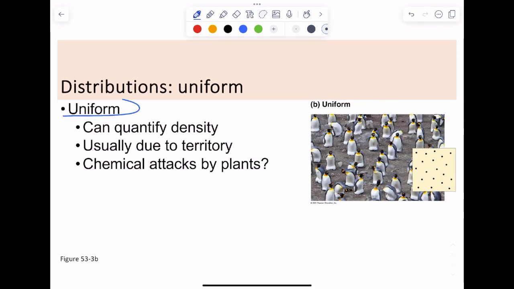The other option is uniform density. This is usually some type of territory. Plants can sometimes do this because they'll attack each other. This is usually made famous by eucalyptus.